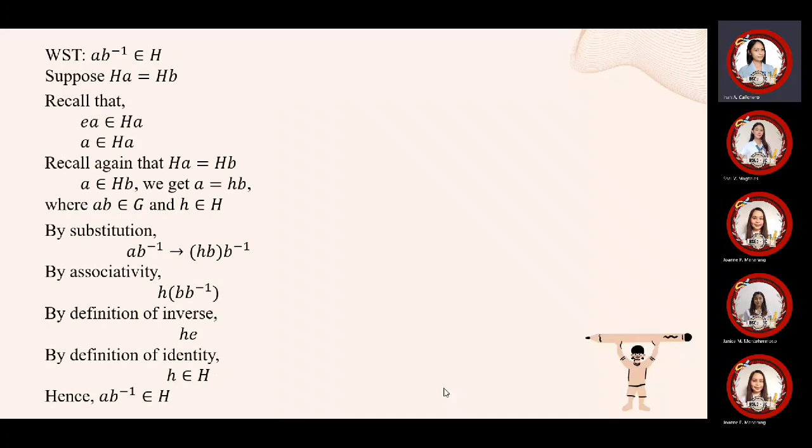By substitution, AB inverse is equal to hB and B inverse. By associativity, pagsasamahin po natin yung B and then yung B inverse. By the definition of inverse, B multiplied by B inverse is equal to E. So we will get hE. By the definition of identity, h is an element of H. Hence, AB inverse is an element of H.